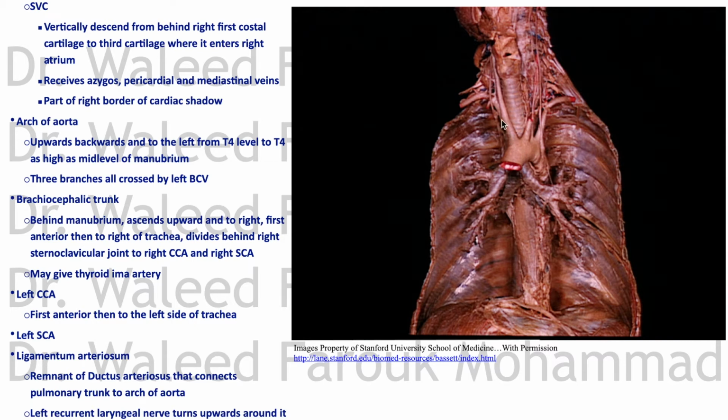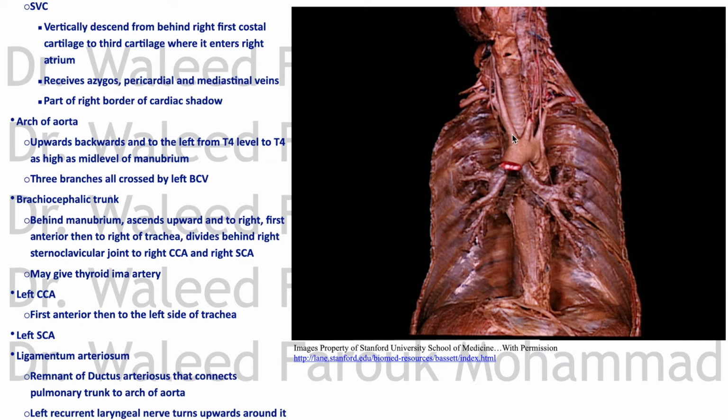So the right common carotid artery and the right subclavian artery arise by a single trunk, which is the brachiocephalic trunk or brachiocephalic artery. It divides behind the right sternoclavicular joint into the common carotid and the subclavian, the right sides, of course. And now, remember the thyroidea ima artery that supplies the thyroid from below, if it did not arise from the arch of the aorta itself, it will arise from the brachiocephalic artery or brachiocephalic trunk.